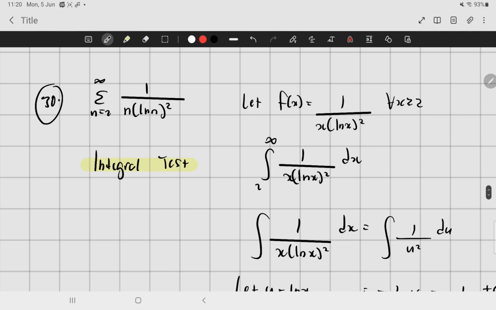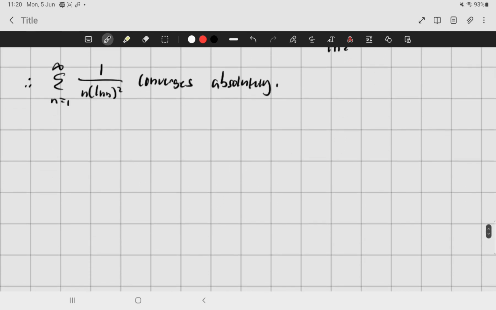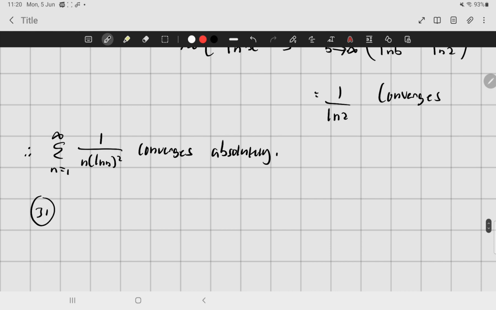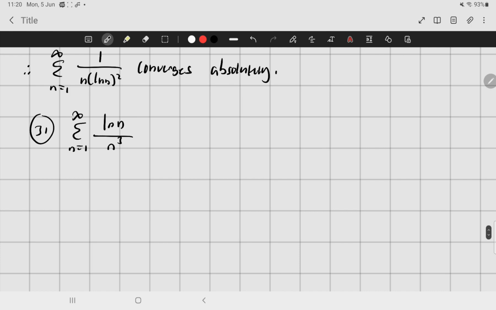Question 30. Okay. Now, question 31. Oops, sorry. 31, we have the series of ln n over n cubed. So here, one of the cool things about this one is you can use direct comparison test, but what is the proper p series to compare with?